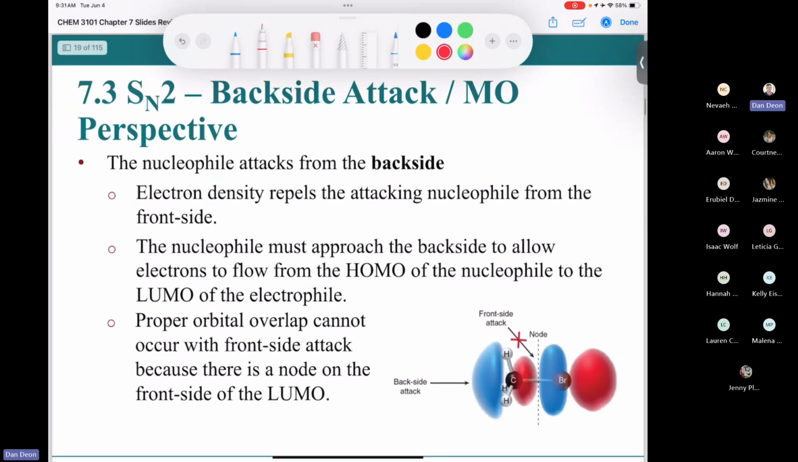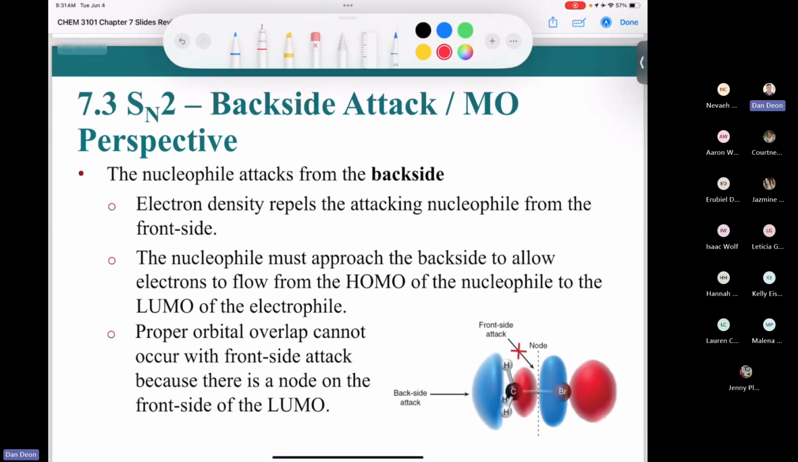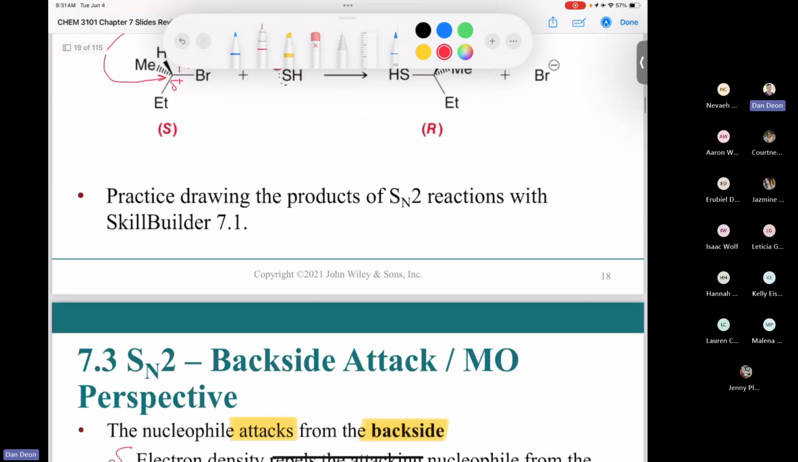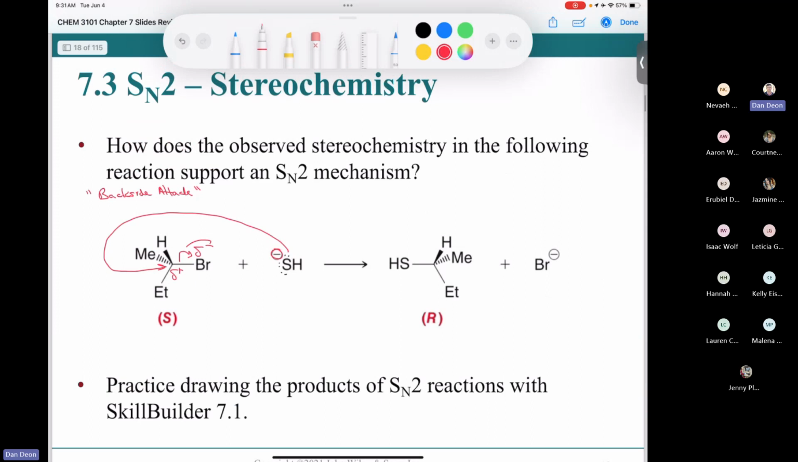So this whole idea of backside attack, okay, so it says the nucleophile attacks from the backside. There's a couple of ways that you can look at this. The first way is what I showed you on the previous slide. So it says electron density repels the attacking nucleophile from the front side. So that's what I was trying to show you here. You have the electron density on the bromide. So the sulfhydryl is not going to want to attack here, right? Because it has to get really close to that partial negative charge. And like charges repel each other, so it's going to go to the backside.